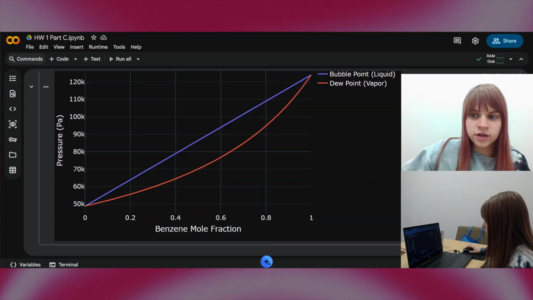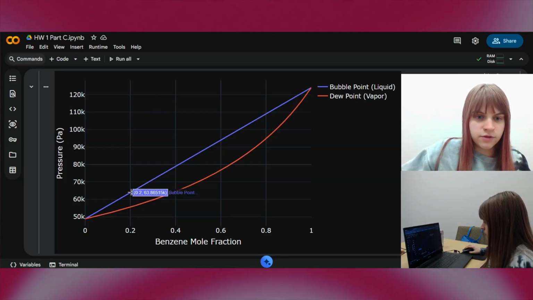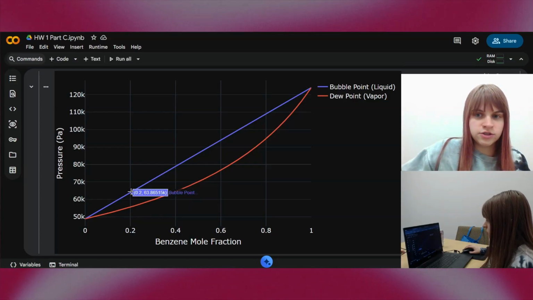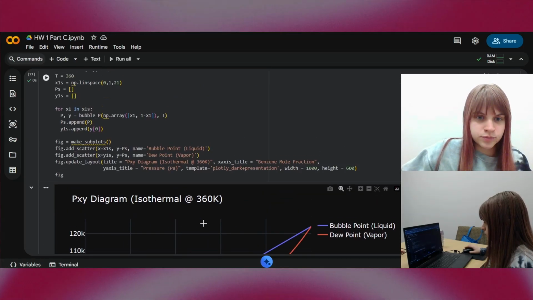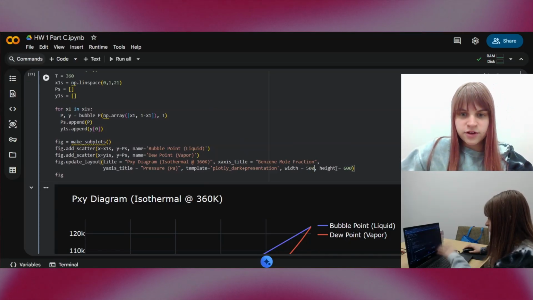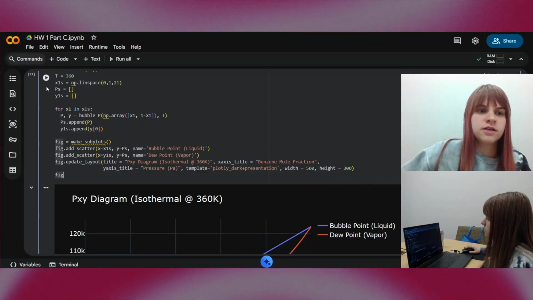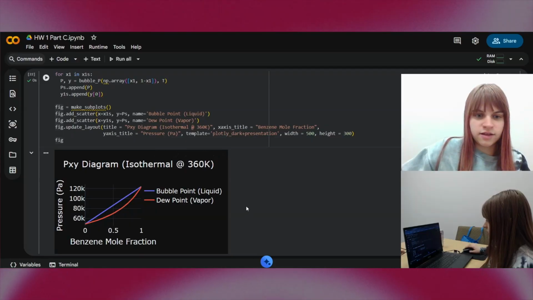So like I was saying earlier, if we were given a liquid mole fraction for benzene of 0.2, we would follow this up the y-axis until we hit this bubble point curve, go to the right, and then get the vapor mole fraction as well. So I do think that my graph is a little bit big, but that was good for showing it. I'm going to make it smaller so that we can continue. Oh, that's very small. That's okay. It can stay small.